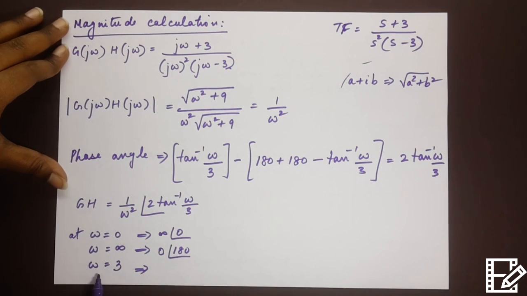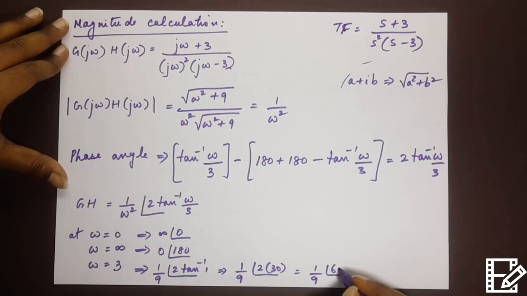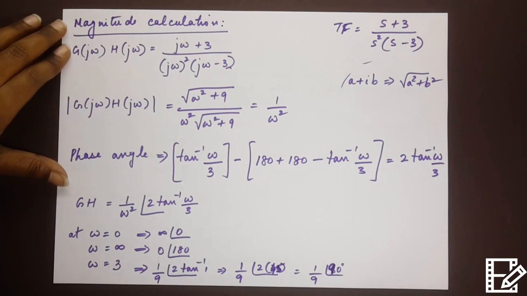At omega equal to 3, we substitute that over here, that's 1 divided by 9 omega square, and the angle being 2 tan inverse of 3 by 3, which is 1. So I can write that out here, 2 tan inverse of 1, and the magnitude would be 1 by 9. Oh, I'm sorry, no. Tan inverse of 1 is 45, and that gives us 90 degrees. So 1 by 9 at 90 degrees.